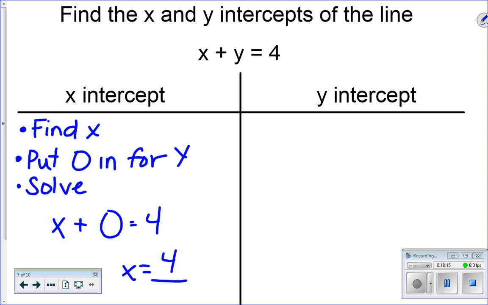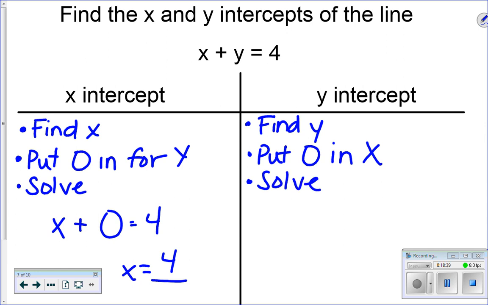Now I'm going to do the y. So this time I'm going to find y. And what do you suppose I'm going to do with the x this time? Put 0 in for x. You're always going to use 0. This time you're not going to go back here. Okay, I guess you could if you wanted to, but we're not going to. And then I'm going to solve.